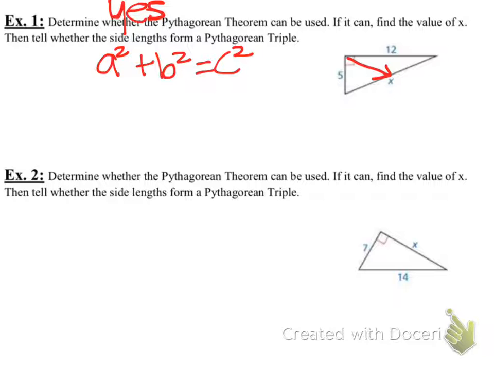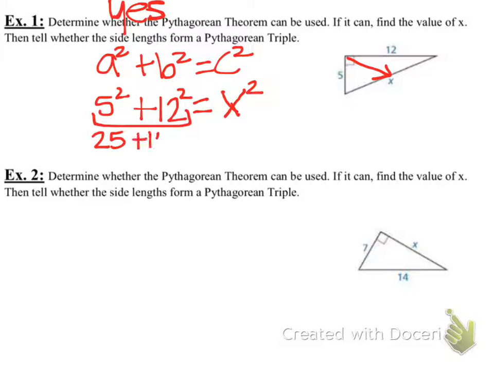So we've got 5 squared as one of our sides. 5 is a or b, and then you want to square it, then 12 is whichever one 5 wasn't. And then c squared is x squared, the piece that we're finding. So then we just want to solve this. You'll have to pull out your algebra skills. You can just plug this whole piece into your calculator. So that's 25 plus 144. So 169.